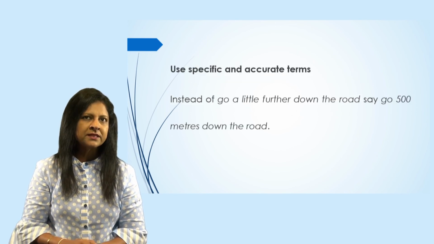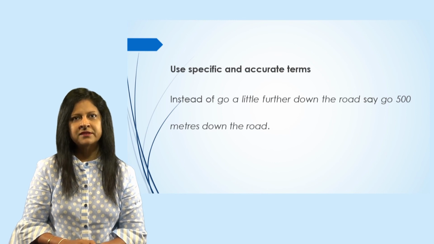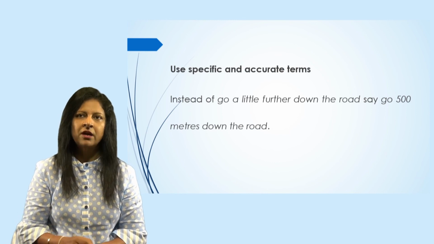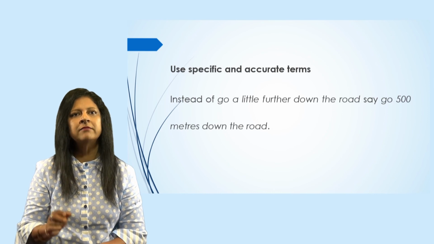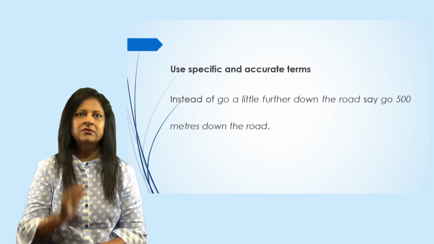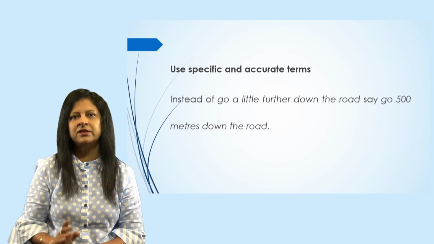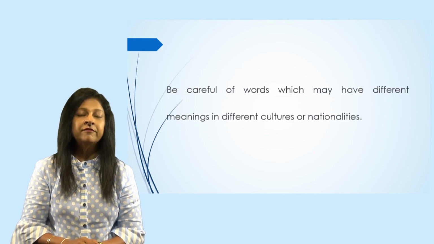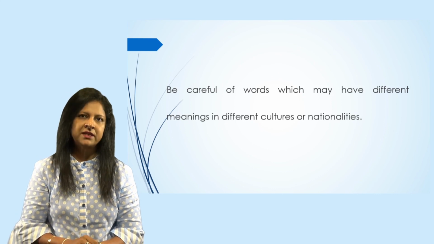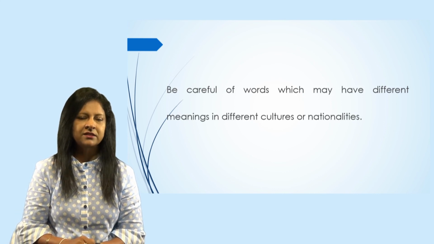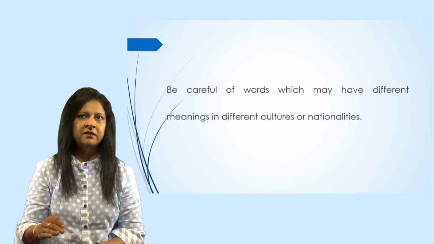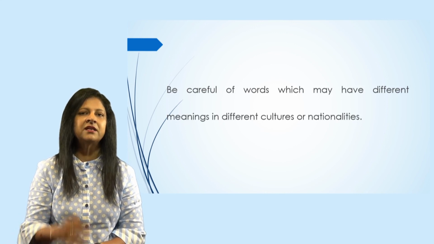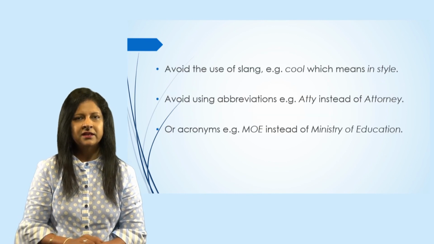Use specific and accurate terms. Instead of go a little further down the road, say go 500 meters down the road. Exactly, that is specific and accurate, so we try to communicate. And be careful of words which may have different meanings in different cultures or nationalities. We have to be very careful, because the meaning can be different, and the culture and the nationality are also different.